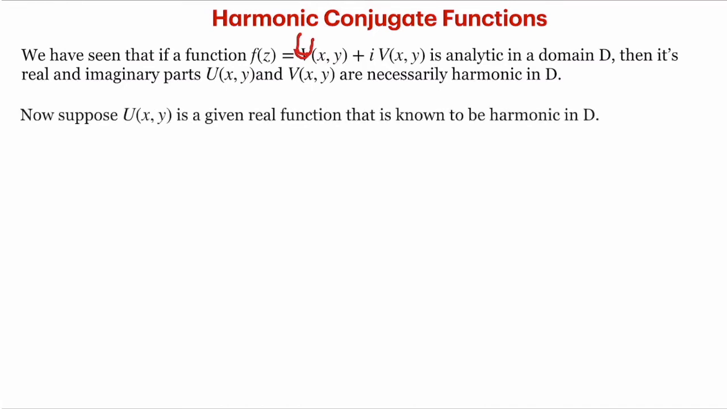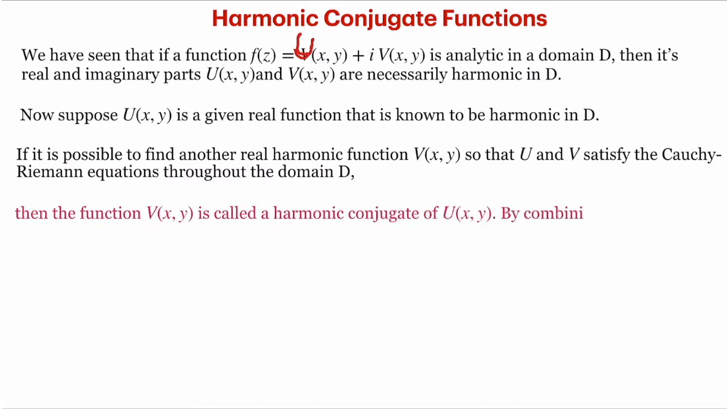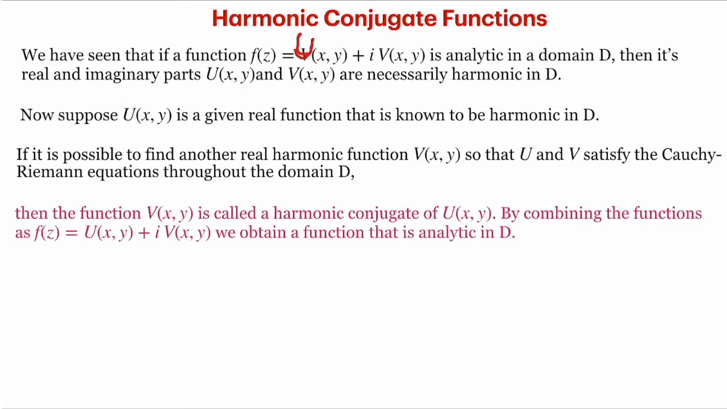Now suppose we are given only one function u of x, y, and in a given domain it is harmonic. If it is possible to find another harmonic function v of x, y such that both u and v satisfy the Cauchy-Riemann condition throughout the domain D, then the function v is called the harmonic conjugate of u. By combining these two functions, f of z is equal to u of x, y plus i times v of x, y, we obtain a function which is analytic in the domain.